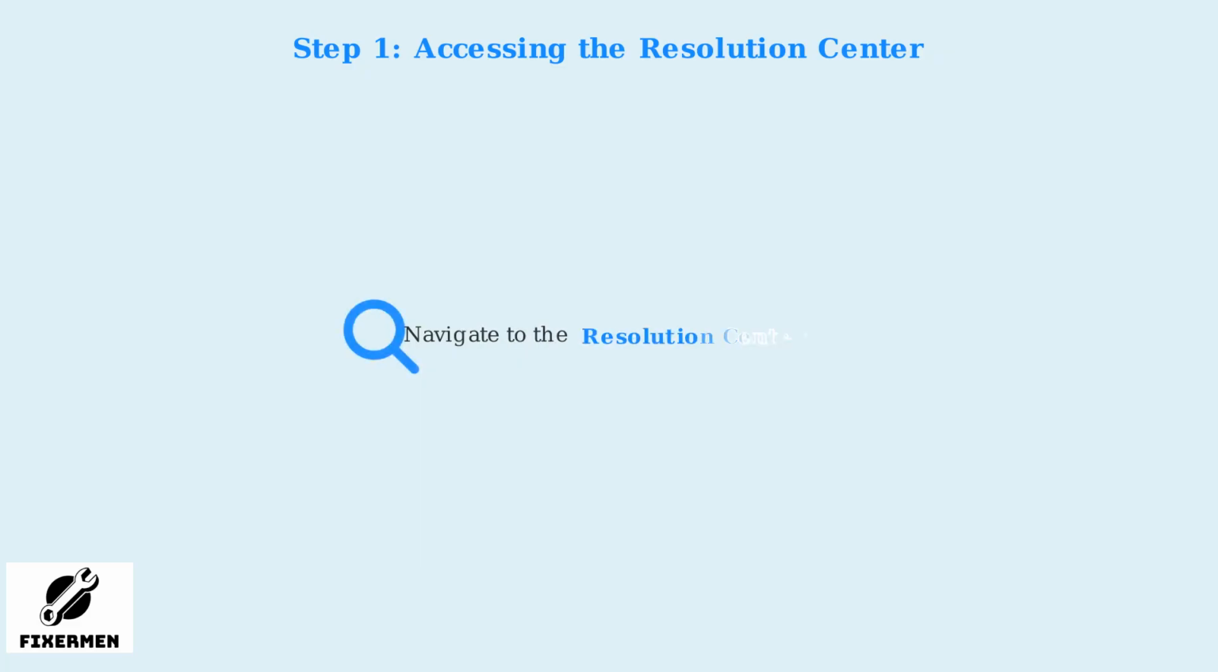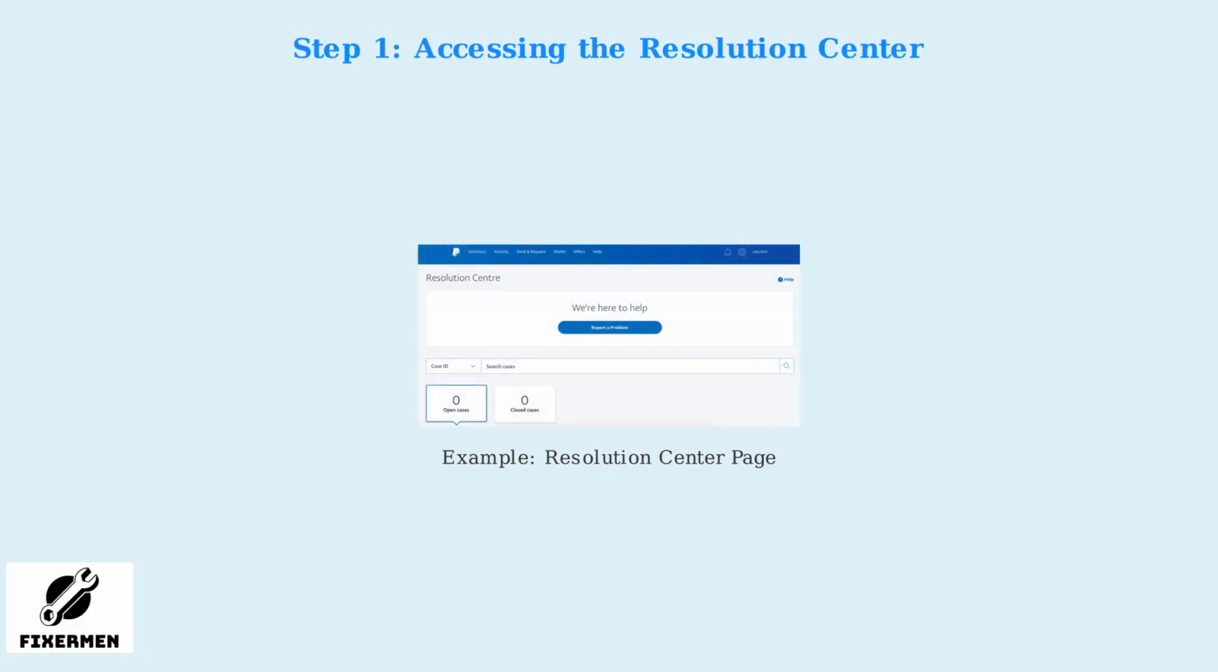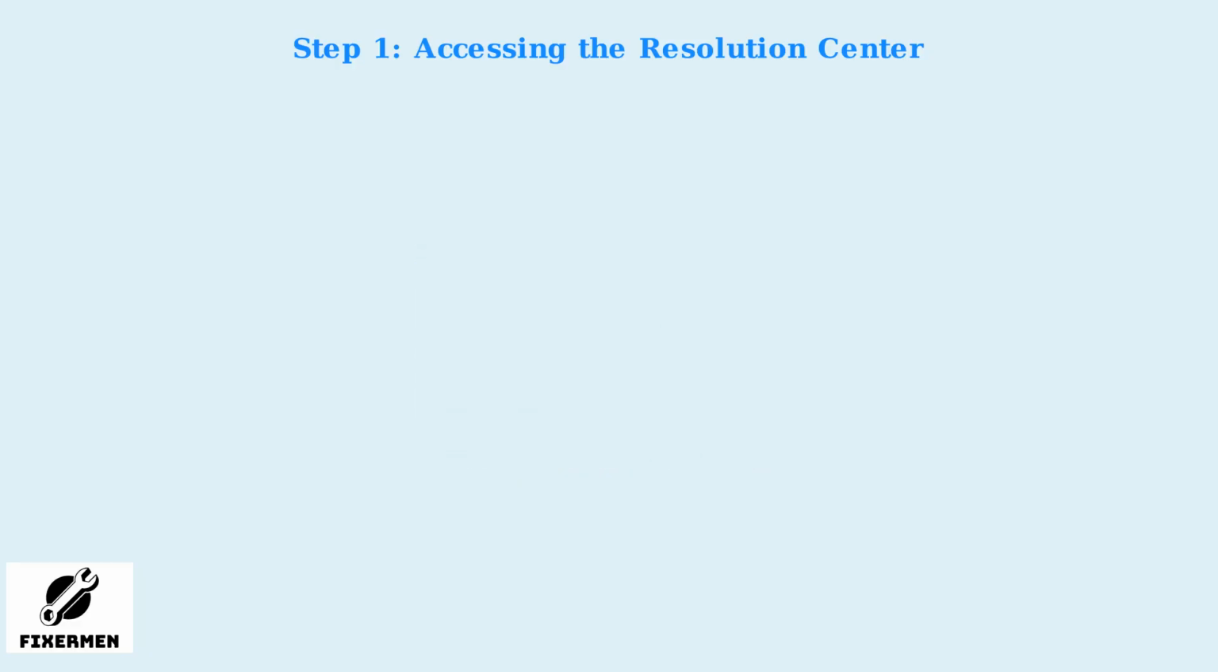Once logged in, navigate to the Resolution Center. This is PayPal's central hub where you can understand why the limitation was placed and see a summary of the issues that need to be addressed. In the Resolution Center, you'll find helpful messages like "We're here to help," along with a list of required actions and any open or closed cases. This page provides clear guidance on what documents or information you need to submit to resolve the limitation.